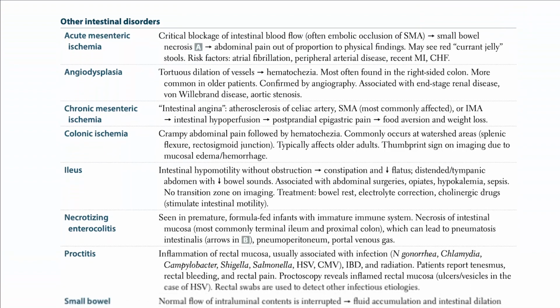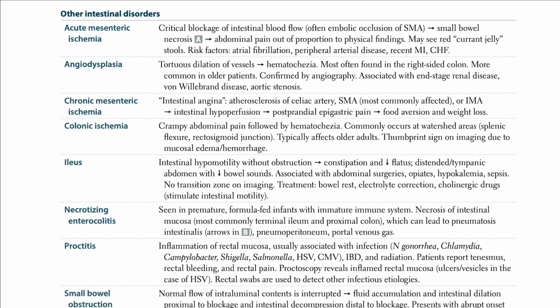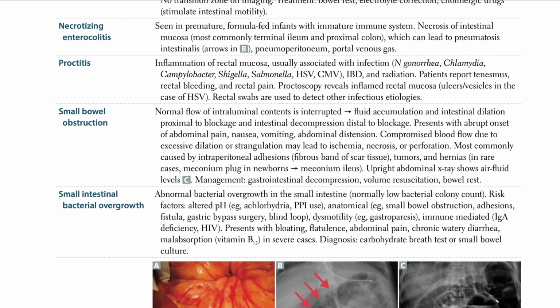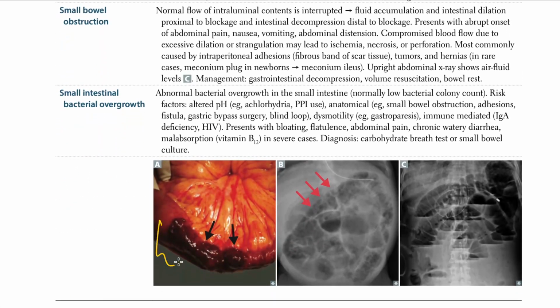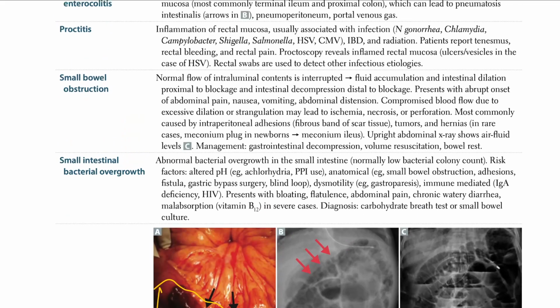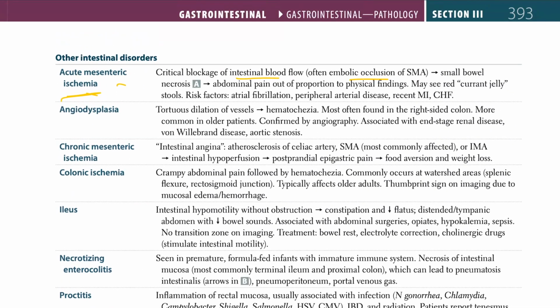Let's talk about other intestinal disorders. So what do we have? We have acute mesenteric ischemia. It's a critical blockage of intestinal blood flow, often embolic occlusion of the SMA, which leads to small bowel necrosis. Picture A: small bowel necrosis. This area is necrosed. Abdominal pain out of proportion to the physical examination. Very important.